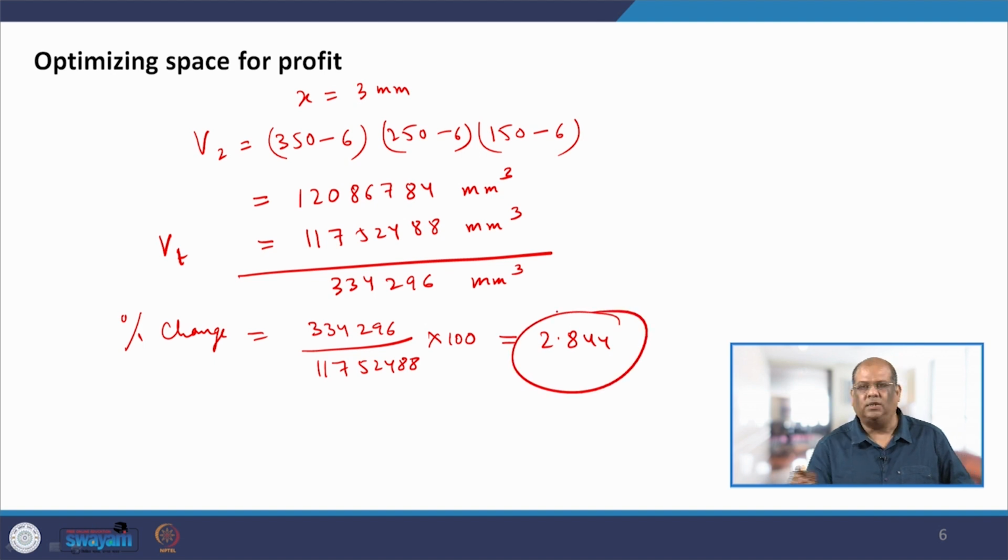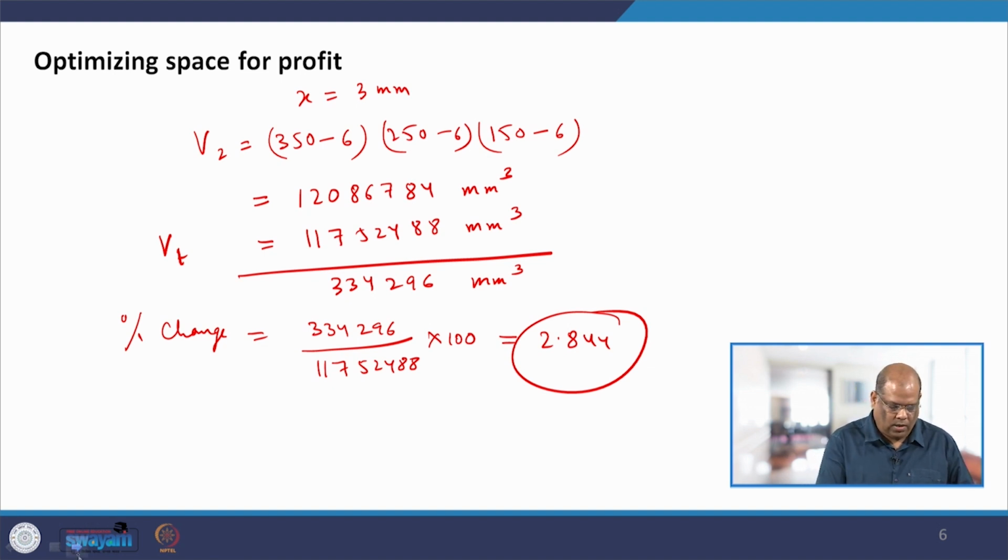So, the percentage change is 2.844, which looks like a quite small number, but if you consider the volume of the cardboard boxes that are sent by companies like Amazon or Flipkart, it is huge. And if they can save 334,296 cube of volume, they can put more product, and at the end of the day, the profit margin is huge. So, that is how a real life problem works in case of mathematical modeling.